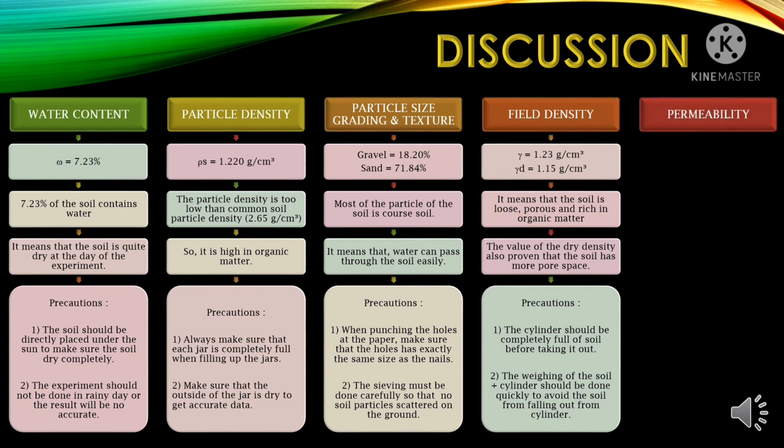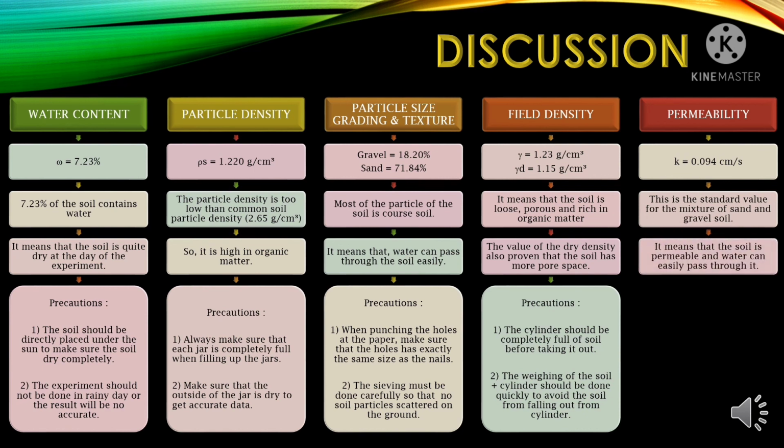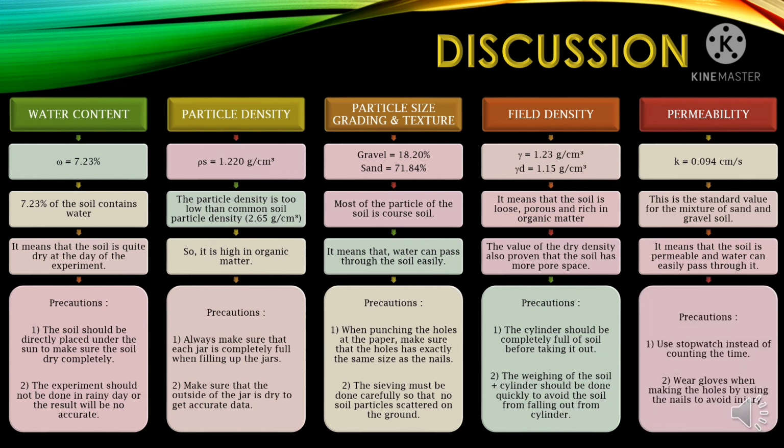And then the last one is the permeability test. The coefficient of permeability of the soil is 0.094 cm per second. This is the standard value for a mixture of sand and gravel soil. It means that the soil is permeable and water can easily pass through it. As precautions, use a stopwatch instead of counting the time, and wear gloves when making the holes using the nails to avoid any injury.